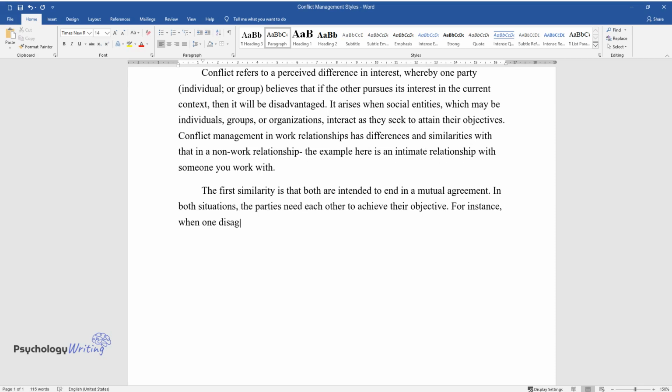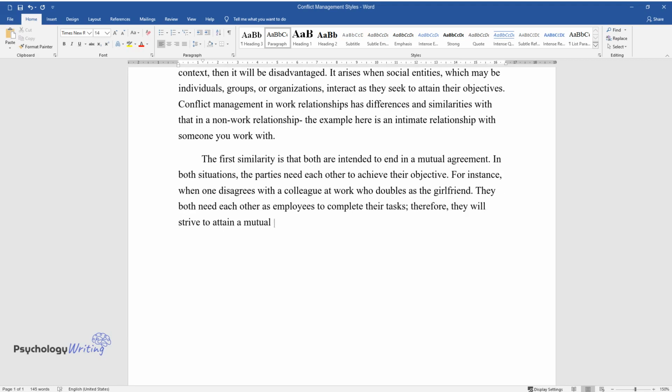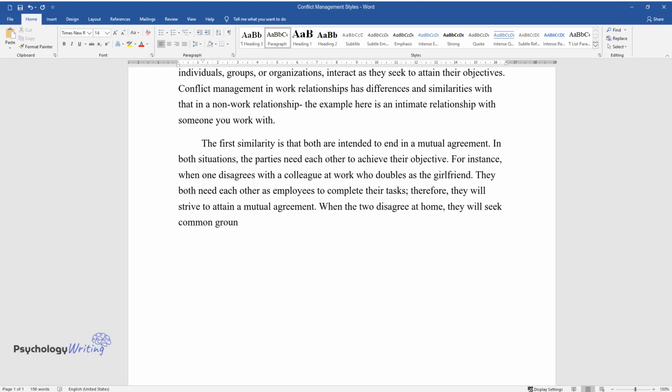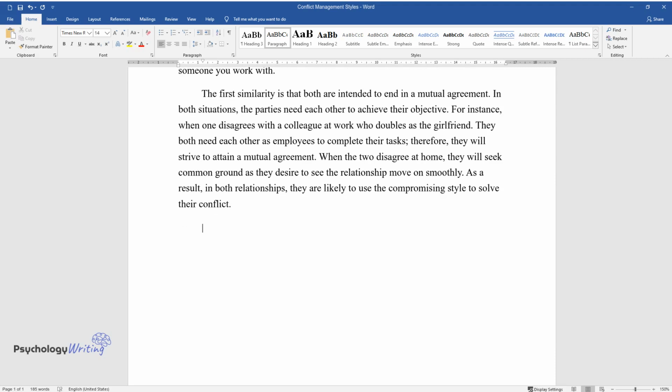For instance, when one disagrees with a colleague at work who doubles as the girlfriend, they both need each other as employees to complete their tasks, therefore, they will strive to attain a mutual agreement. When the two disagree at home, they will seek common ground as they desire to see the relationship move on smoothly. As a result, in both relationships, they are likely to use the compromising style to solve their conflict.